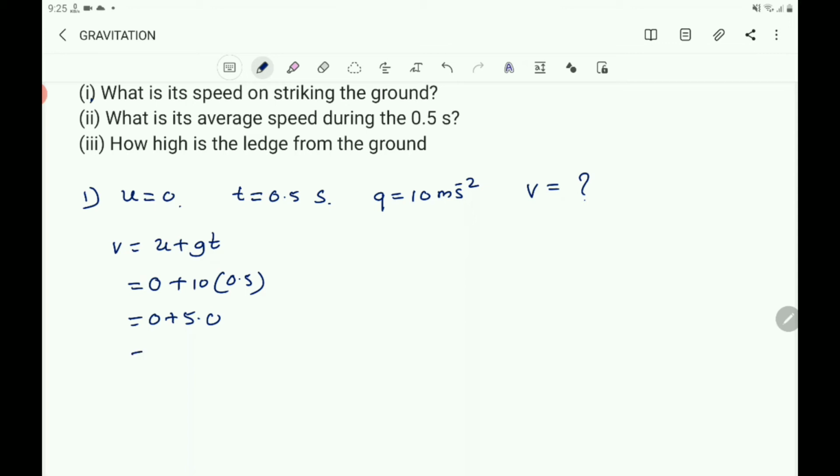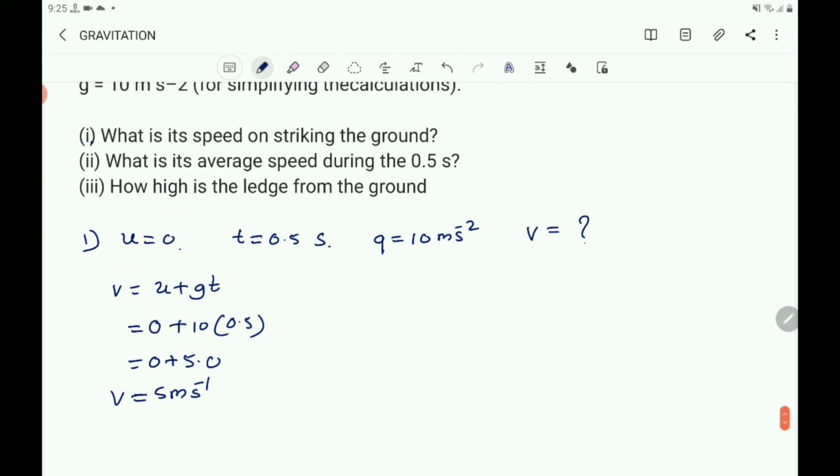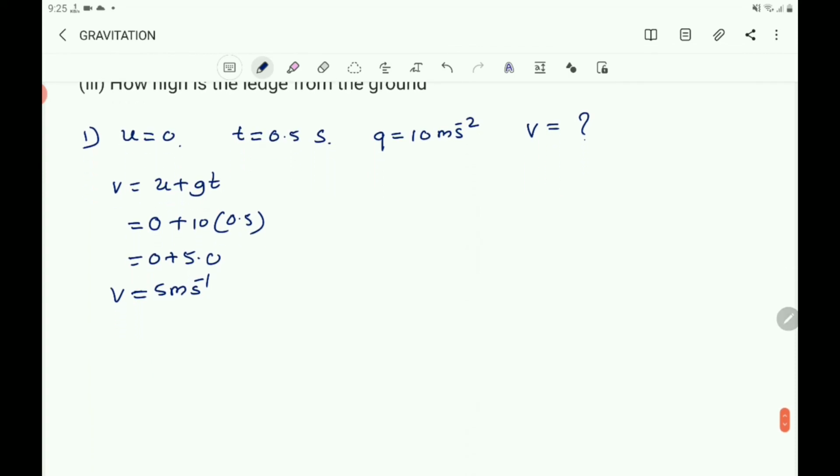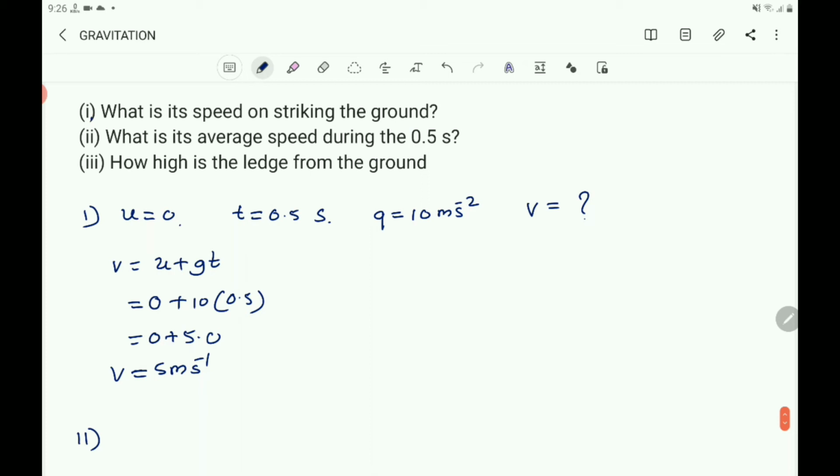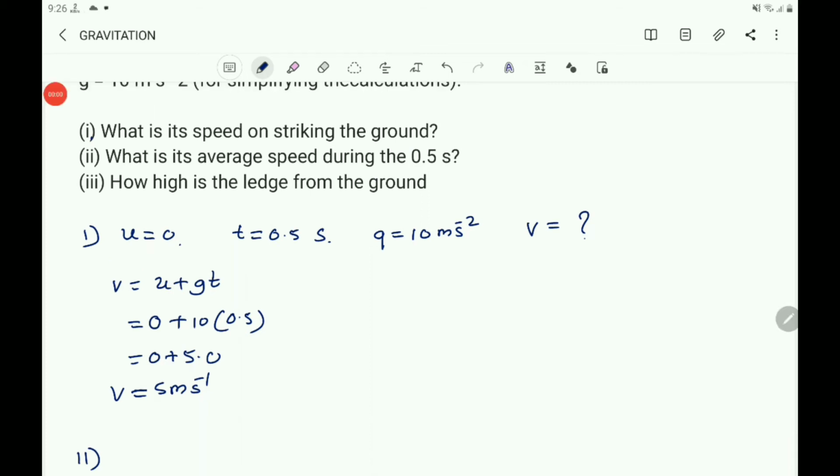So that becomes 5 ms to the power of minus 1. You got that v is equal to 5 ms to the power of minus 1. That is the answer for the first question. Then you take the second one. What you have to find out is its average speed during the 0.5 second.